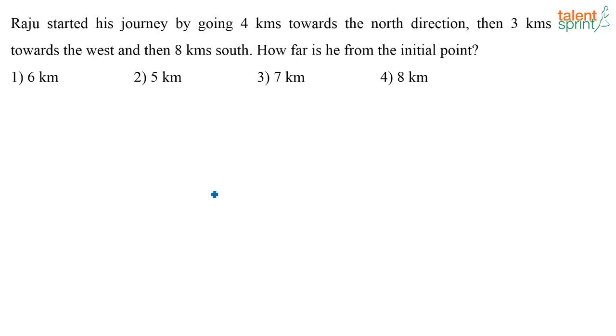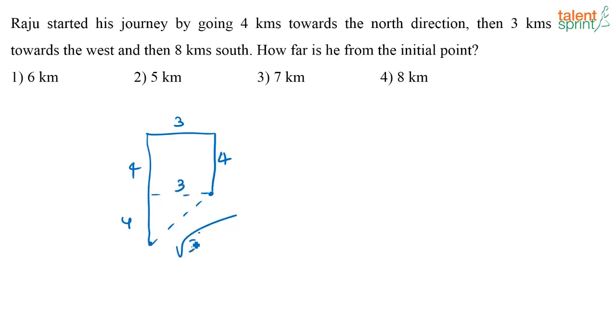So Raju started his journey by going 4 kilometers to the north, and then 3 kilometers towards the west and then 8 kilometers towards the south. So this is 4, totally 8 kilometers. How far is he from the starting point? This distance you have to find out. What is this distance? This is 3, this is 4. So root of 3 squared plus 4 squared is equal to 5. The distance from the starting point is 5 kilometers, option 2.